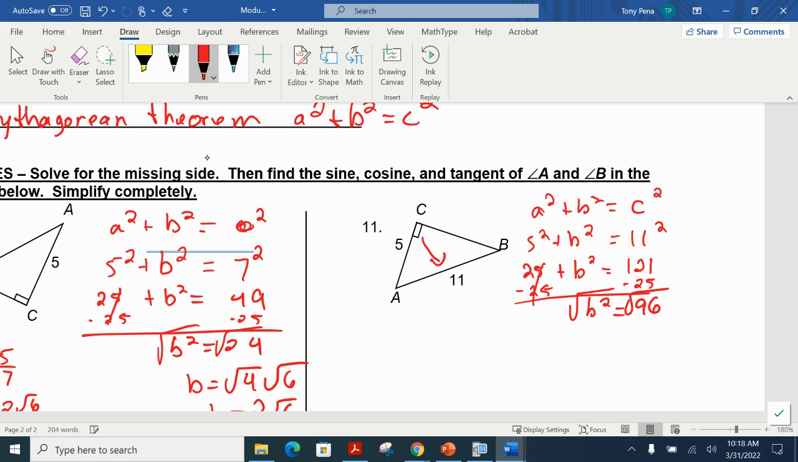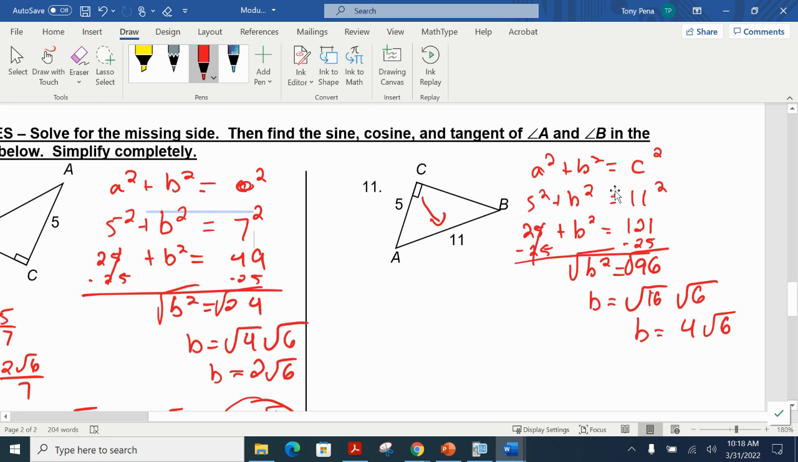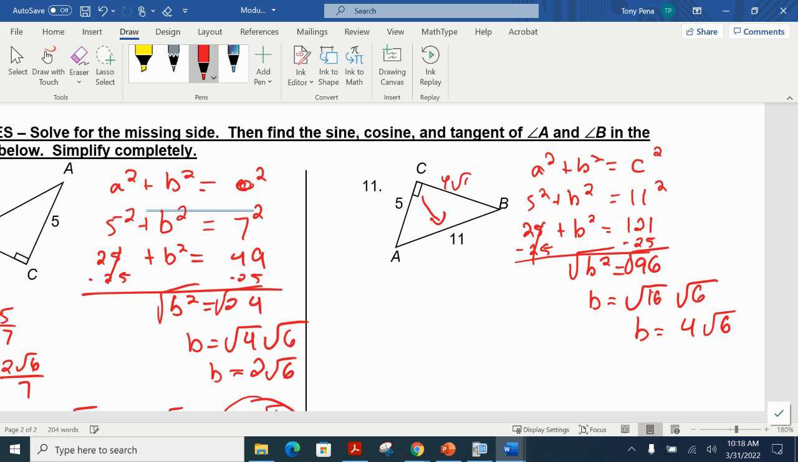And again, unfortunately, that's not a nice, perfect square, so we've got to simplify that. I'll give you this for the sake of time. It's not an obvious one. It's 16 and 6. The 16 is our nice number. That's our 4 root 6. So we'll put the 4 root 6 on this side. And then again, just do angle B. So just, again, go through sine of B, cosine of B, and then tangent of B. So get those 3 real quick.